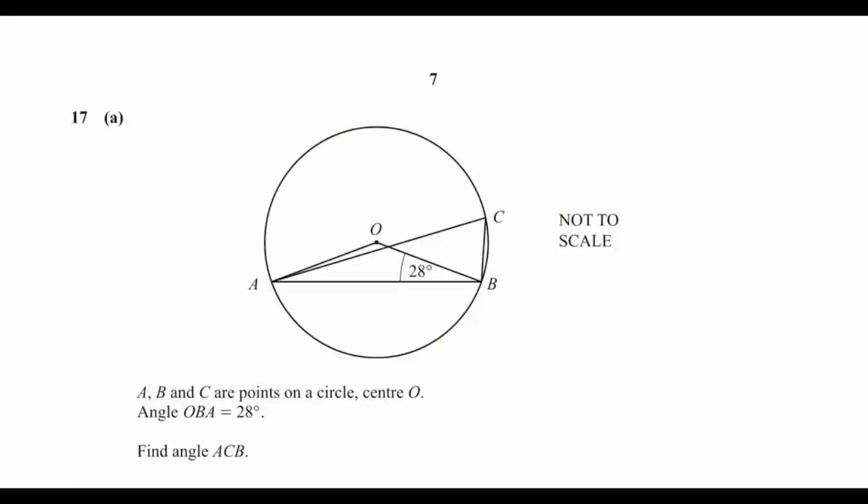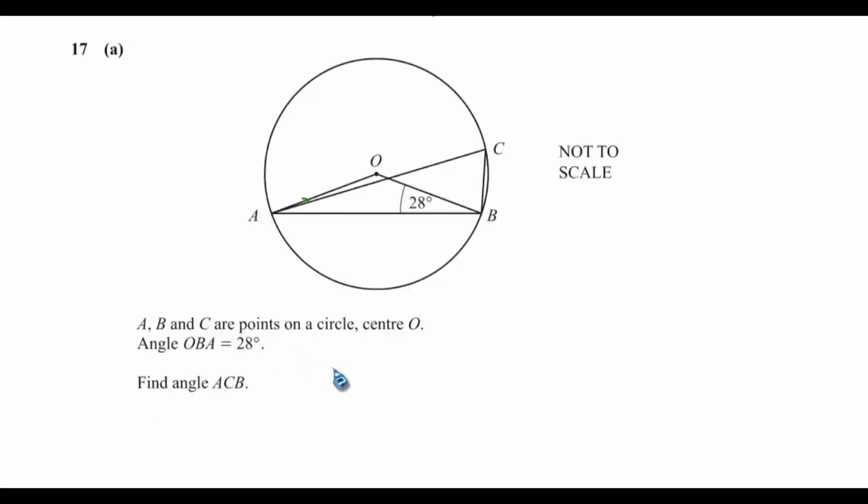That will be question 17. A, B, and C are points on a circle, center O. Angle OBA equals to 28 degrees. Find angle ACB. So this angle here will be 28 degrees because this and these are equal. They are both radii. And you also know that AOB will be equals to 180 minus the sum of these two angles. That will be 28 add 28, which is equals to 124 degrees. That will be the value of angle AOB.